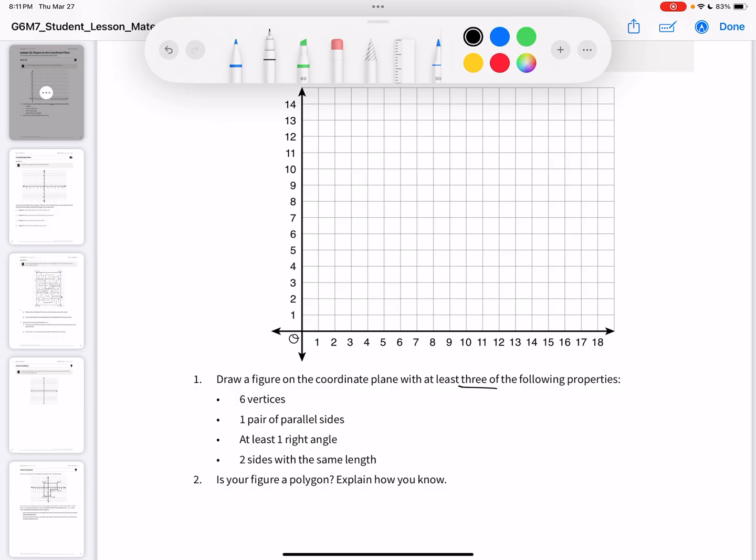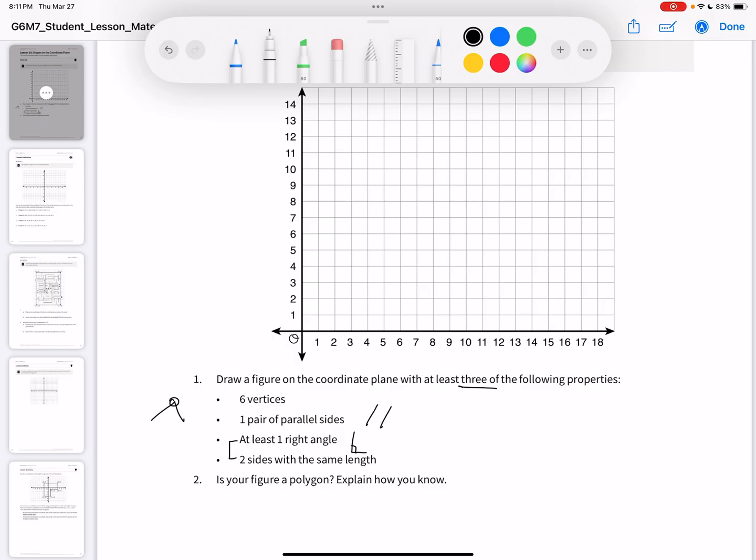6 vertices, and a vertex is where 2 lines come together. 1 pair of parallel sides, so that's going to look like that, right? At least 1 right angle. A right angle looks like this, remember? And 2 sides with the same length. All right, so if we start with these 2, that should be pretty easy, and then we just have to do 1 more.